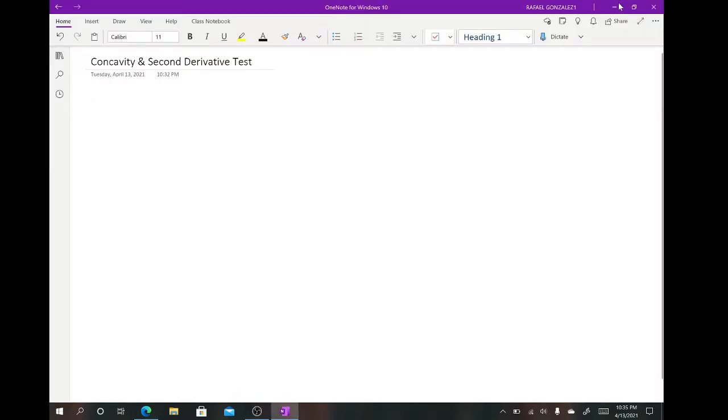Today we're going to be talking a little bit about something called concavity and the second derivative test. So last time we spoke about the first derivative test and how we can use it to find the intervals for which a function is increasing or decreasing. And we also were able to use the first derivative test to actually find out whenever we have a local max or a local min.